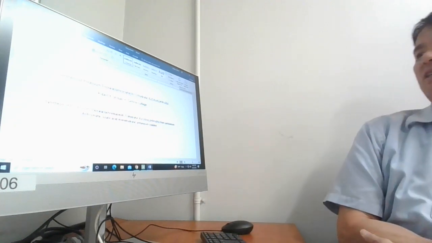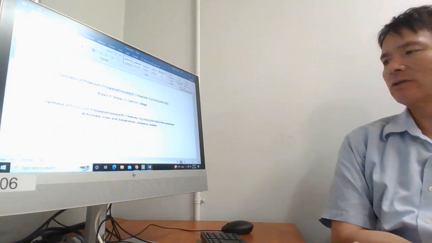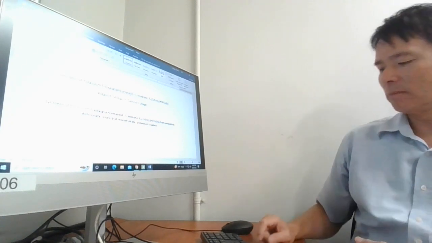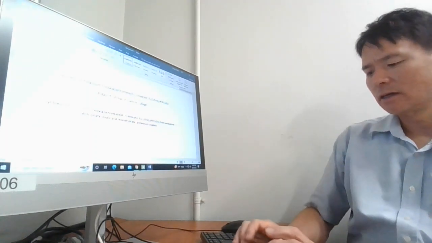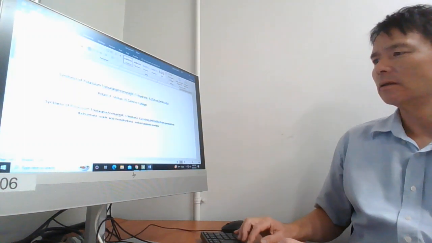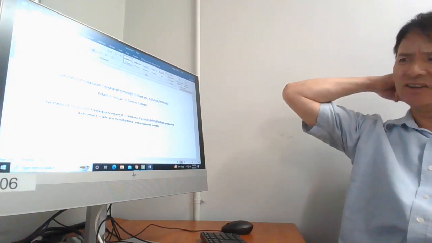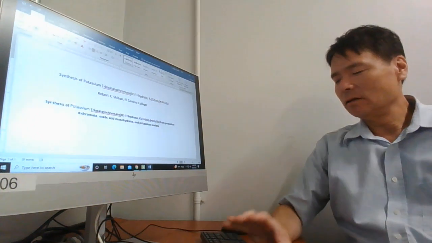So synthesis of potassium trioxalatochromate 3 trihydrate, K3Cr(ox)3·3H2O solid from potassium dichromate, oxalic acid monohydrate, and potassium oxalate. I think that was it, right? And potassium oxalate. Maybe I should put in the ethanol in there as well, but we'll add the ethanol later.